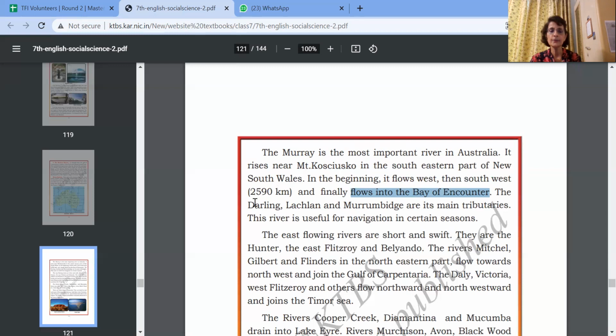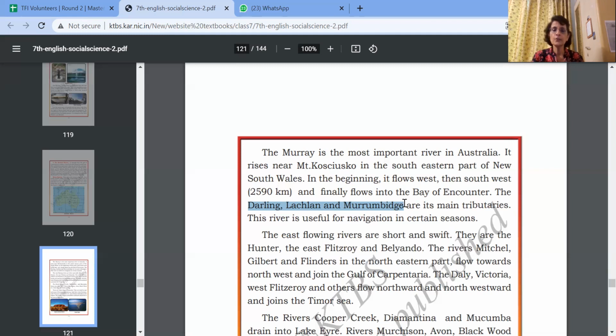It has 3 tributaries. One is called the Darling, the Lachlan, and the Murrumbidgee. These are the 3 tributaries. What are tributaries? There is a main river and then smaller, tinier rivers come out of it like children, like arms, out of the big river. So these are the tributaries. And the Darling River, it's a very famous river actually, is one of the tributaries, the Lachlan and the Murrumbidgee. These are the 3 tributaries.